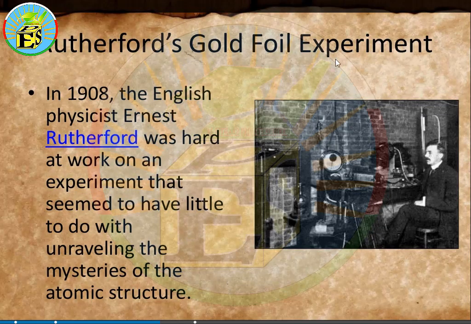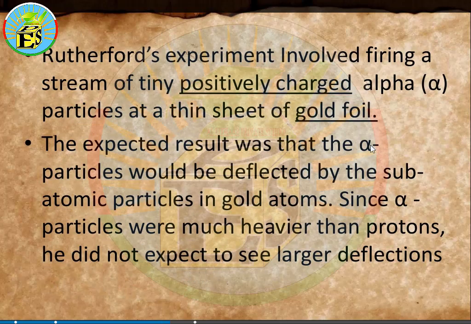Rutherford gold foil experiment. Rutherford made an experiment using gold foil in 1908. The English physicist Ernest Rutherford was hard at work on an experiment that seemed to have little to do with unraveling the mysteries of the atomic structure. Rutherford's experiment involved firing a flame of tiny positively charged alpha particles at a thin sheet of gold foil.